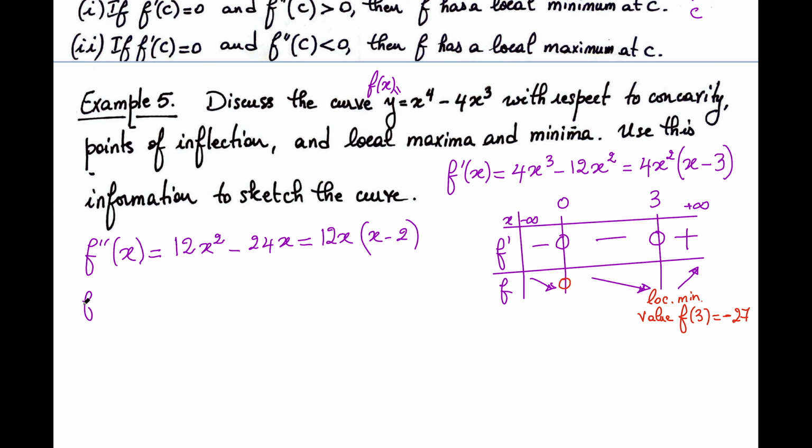So f double prime of x is positive if and only if x is what? This is a product. If you want to stick with the same approach, the table of variations, let's do so. So this is the table of variations for f double prime.